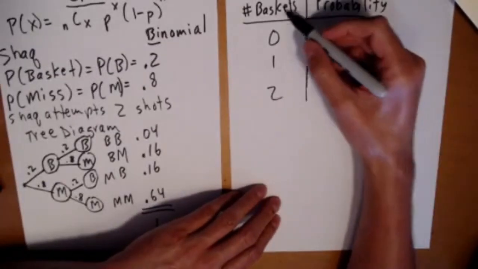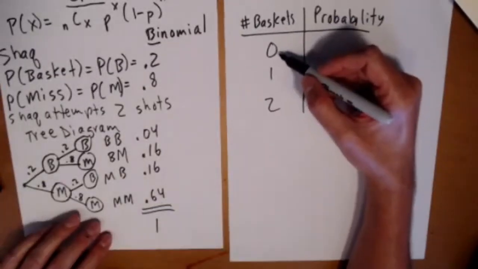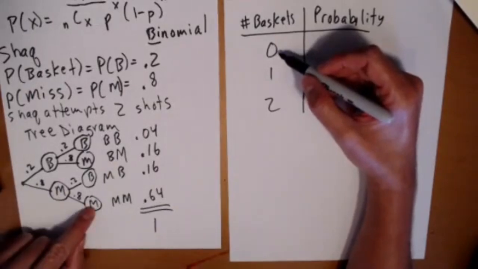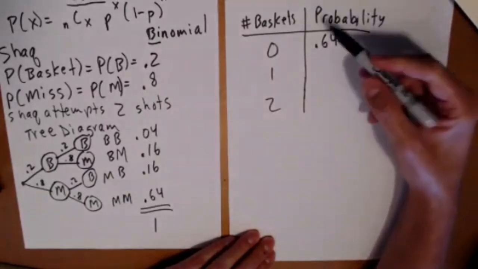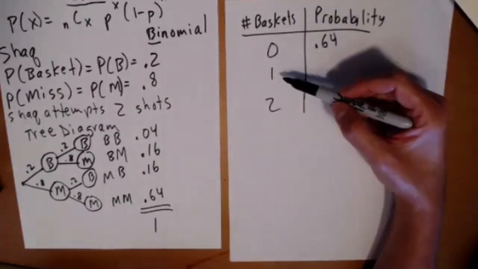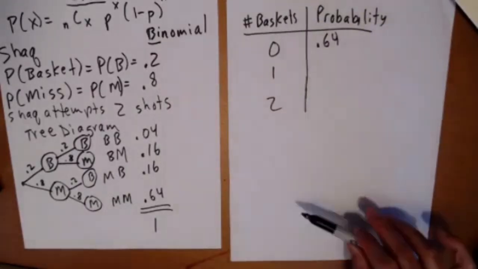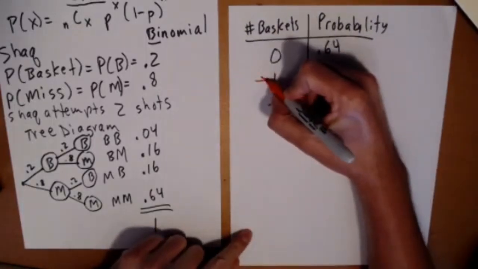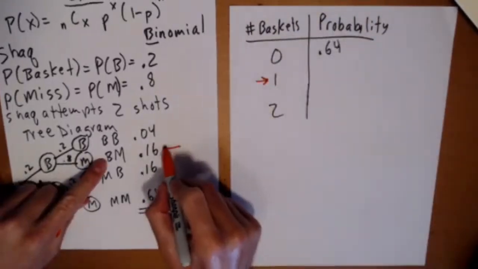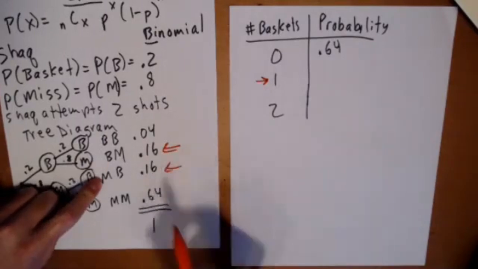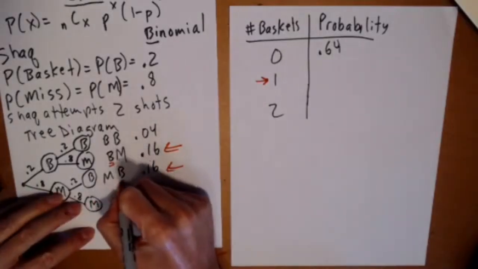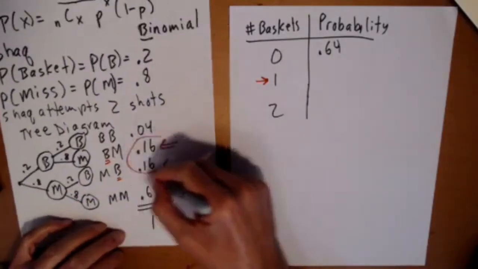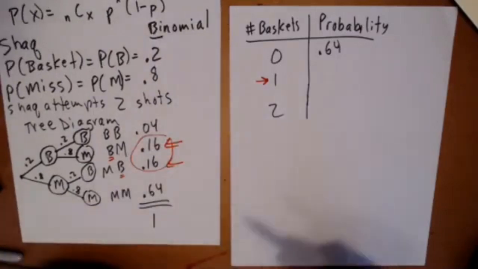Okay, what's the probability that he makes 0 baskets? 0 baskets is a miss and then a miss. Okay. Probability is that's 0.64. What's the probability of making 1 basket? 1 basket's a little bit tricky. It could be a basket then a miss or a miss and then a basket. So there's 2 situations in which he only makes one basket, right? Only one basket, only one basket. So if I add those together, I would get 0.32.